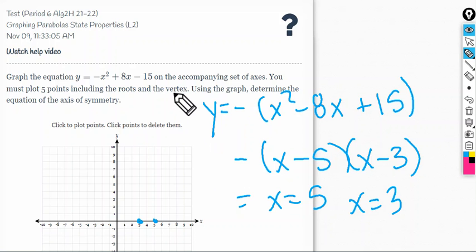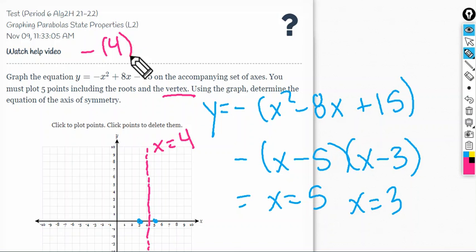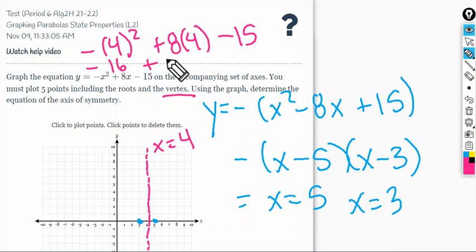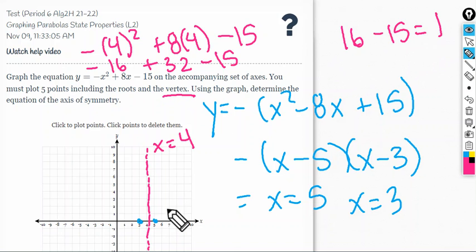So my second step is finding the vertex, where I split my roots down the middle. Okay, so I prefer visually, especially when it's easy. So 4. Plug in 4. You can plug in 4 anywhere. So I get negative 16 plus 32 minus 15. So that is 16 minus 15, so that's 1. Oh, okay. Notice that this is opening down.